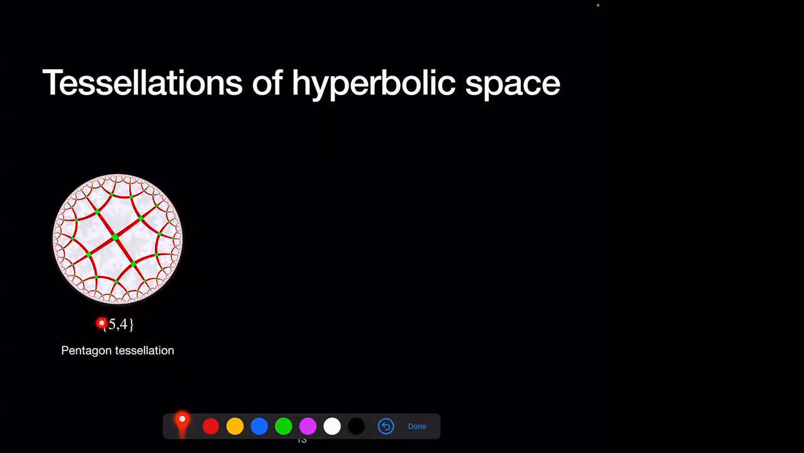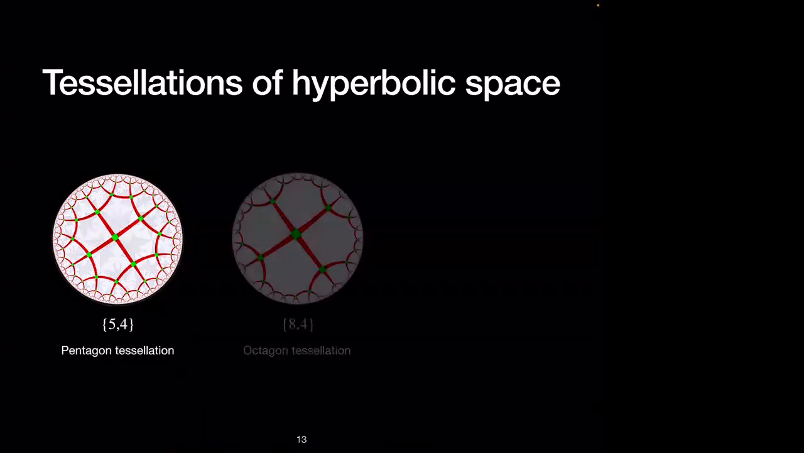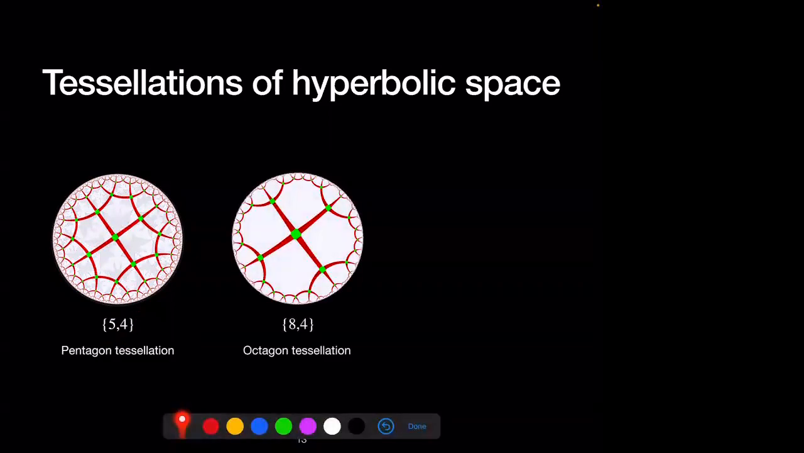This is a very familiar tessellation, the 5,4 tessellation, because 4 pentagons meet at every green vertex. That's one possibility of discretization. We can also try some variants. For instance, I could tessellate with octagons. So now 4 octagons meet at each green vertex. So it's called the 8,4 tessellation.